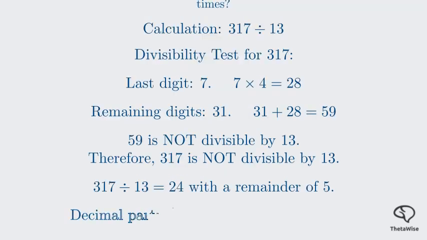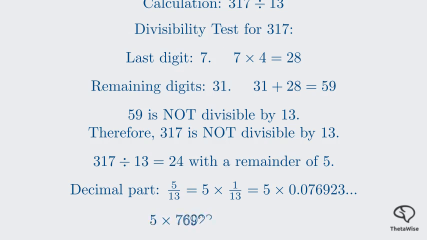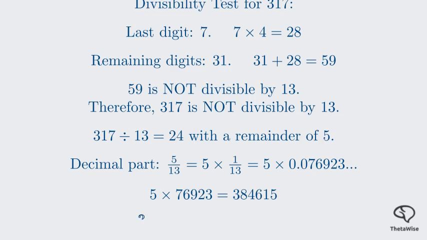We multiply 5 by our repeating block, 0.076923. 5 times 76,923 is 384,615. The result is 384,615. So, 5 divided by 13 is 0.38461, repeating. Combining the whole number and the decimal, we get 24.384615, repeating. So the answer to the homework problem is that approximately 24.38 years would have passed.